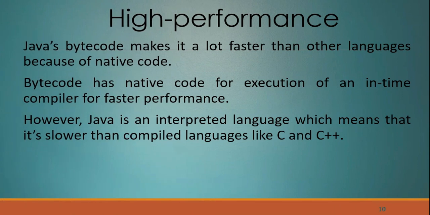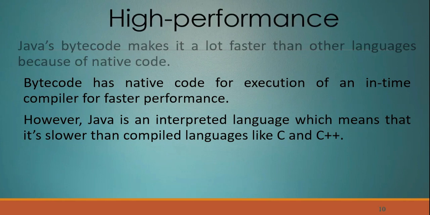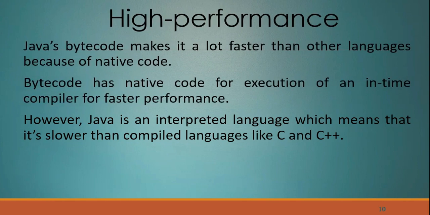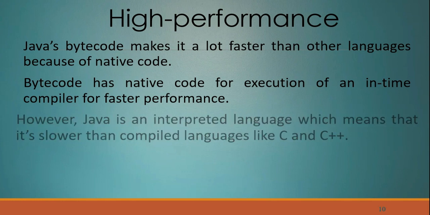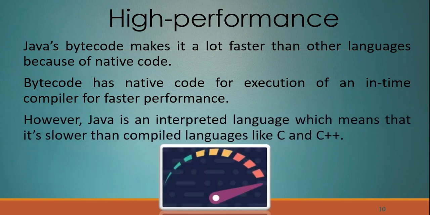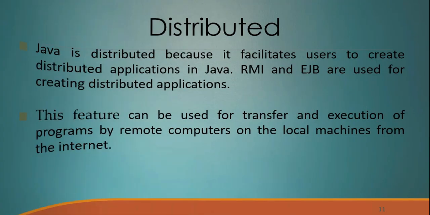Next feature we have is high performance. Java is much faster as compared to various other programming languages because of its native code, but it's a little bit slower as compared to C, C++ because of its interpreted language nature.